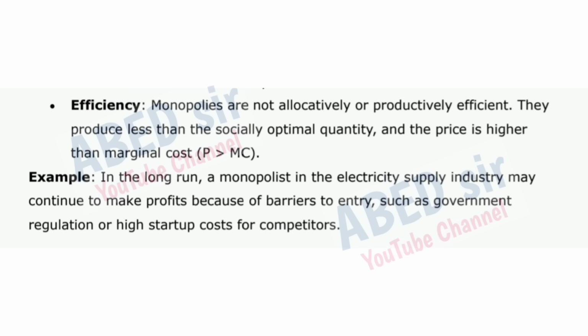Example, in the long run, a monopolist in the electricity supply industry may continue to make profits because of barriers to entry, such as government regulation or high startup costs for competitors.